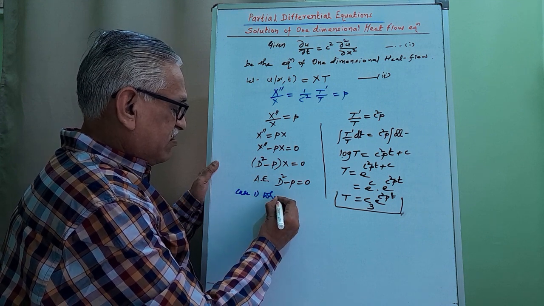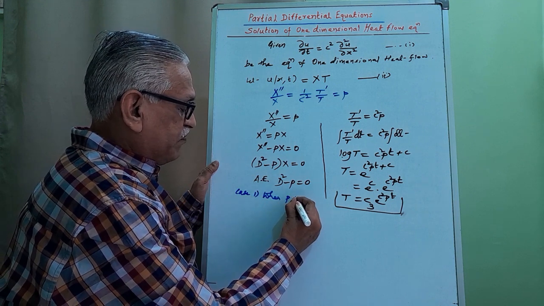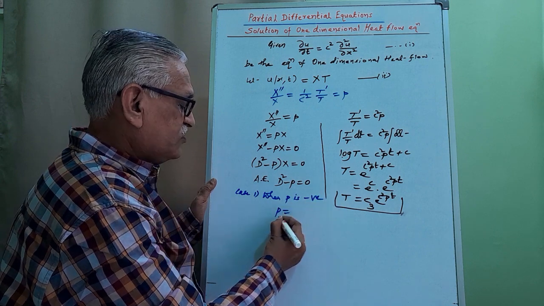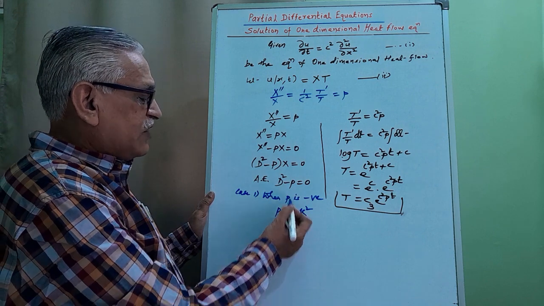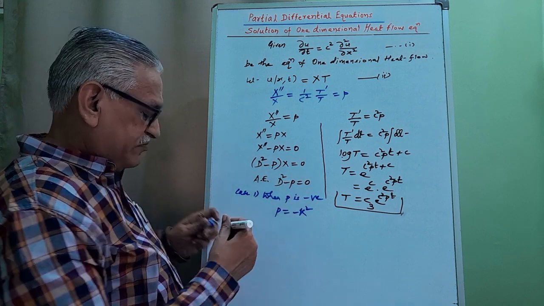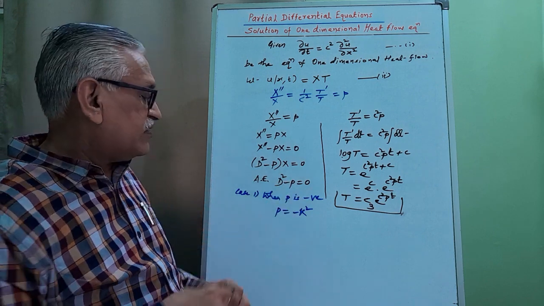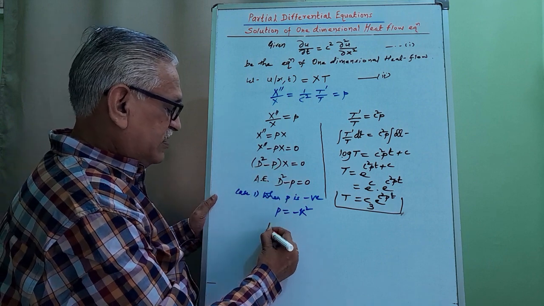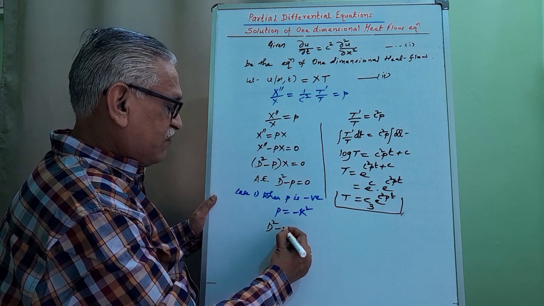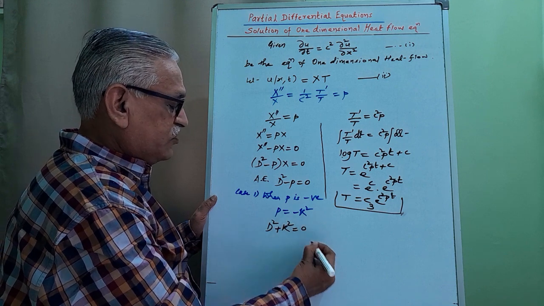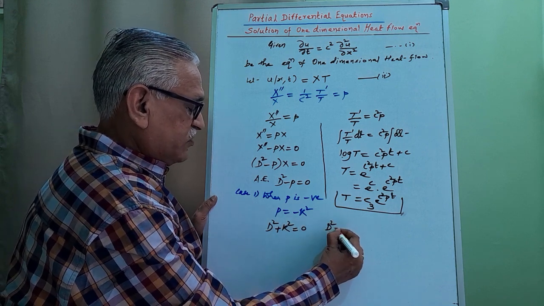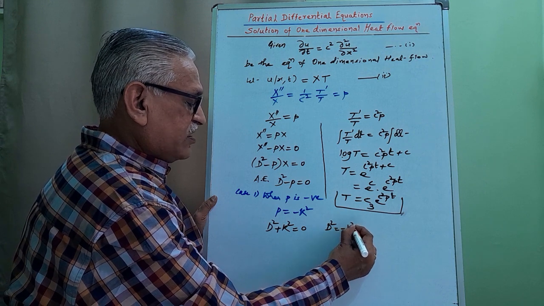When p is negative, suppose minus k square, then substituting that value here, we get D square minus of minus, it becomes plus k square is equals to 0. D square is equals to minus k square.